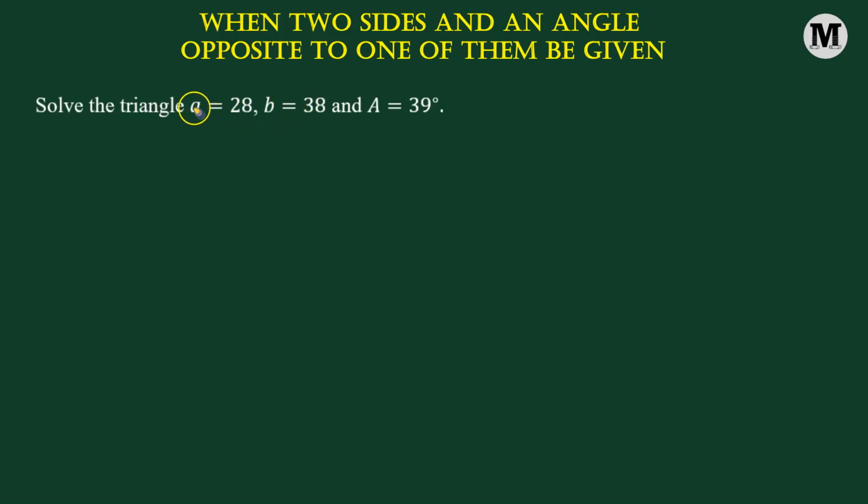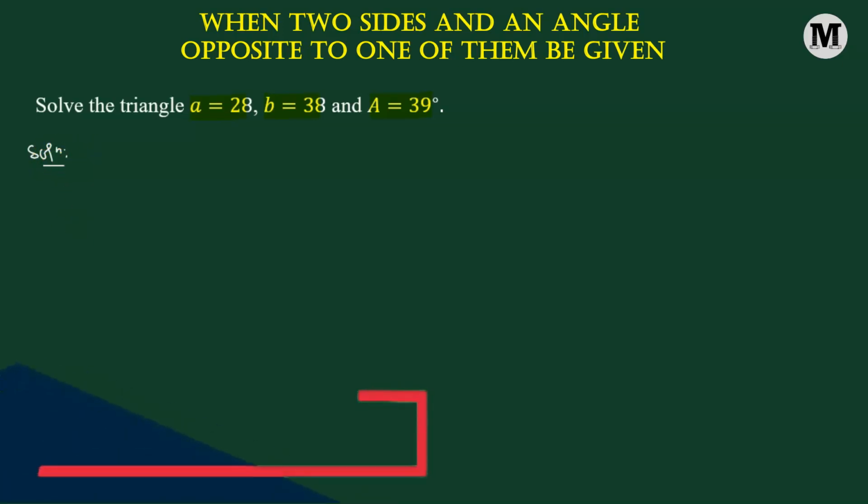Solve the triangle having the side a equals 28 units, b equals 38 units, and angle A measures 39 degrees. Okay, let us begin. So first, we're going to construct a triangle ABC.